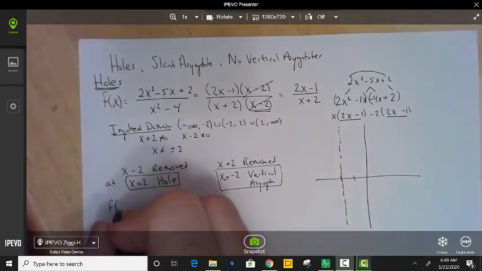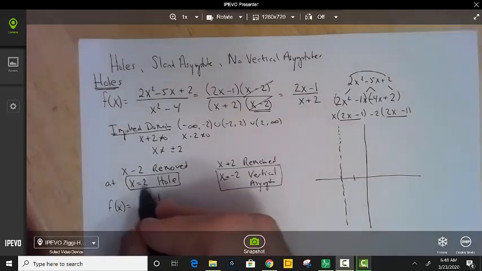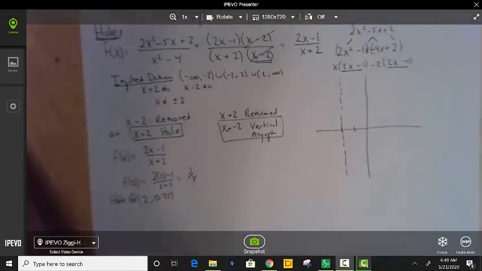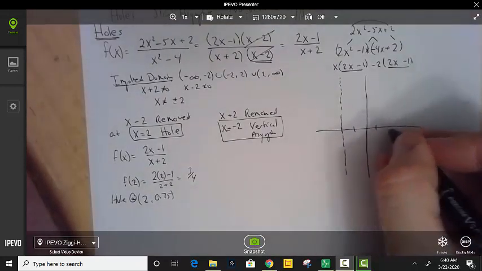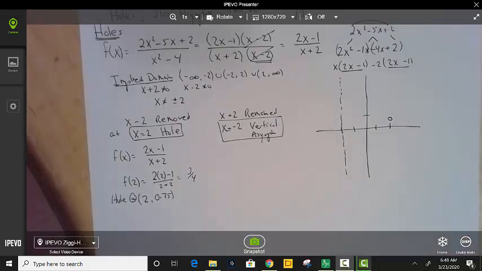So what we're going to do is, for the remainder of this problem, we're going to use the reduced function. And since we know that there's a hole at 2, we're going to plug 2 into this function. And when we do that, we get 3/4. So there's going to be a hole at the ordered pair 2, 0.75. So we're going to come over here to 2, go up to where 3/4 would be, and draw our hole.